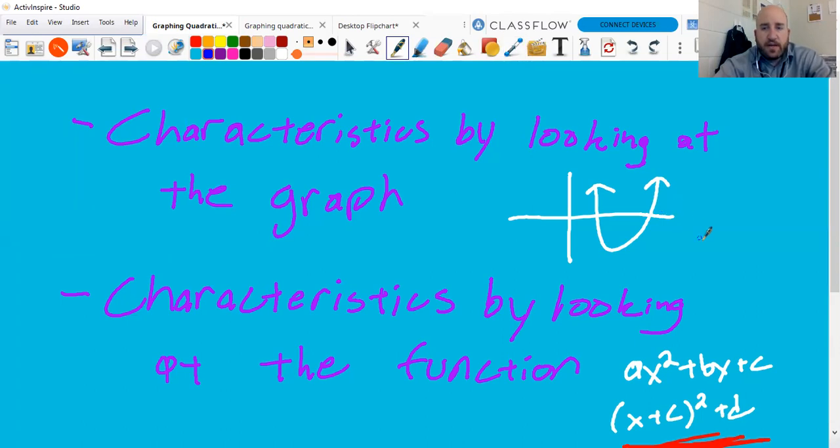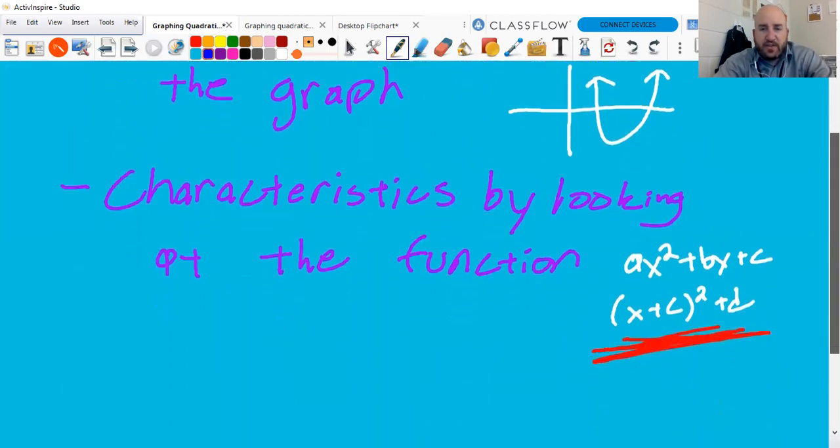So I kind of grouped the characteristics into 2 categories. There's characteristics you can get by looking at the graph. I kind of just sketched this. So if I just give you a graph, and don't even give you the equation for it, but I just give you a graph and ask you to identify certain things. Again, domain, range, X and Y intercepts, things like that. You should be able to do that.